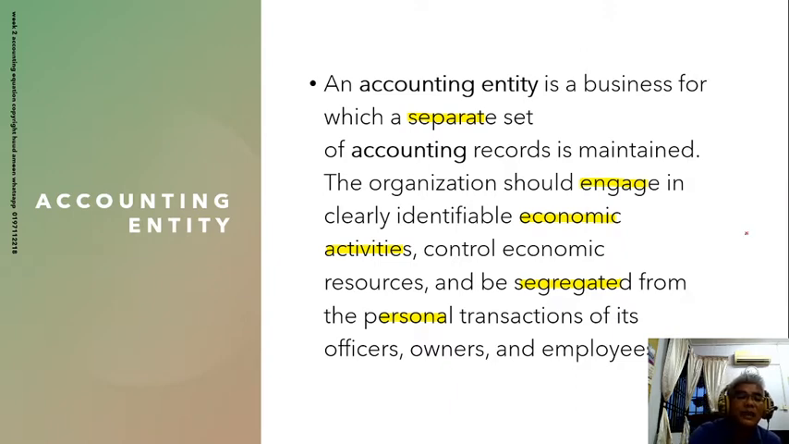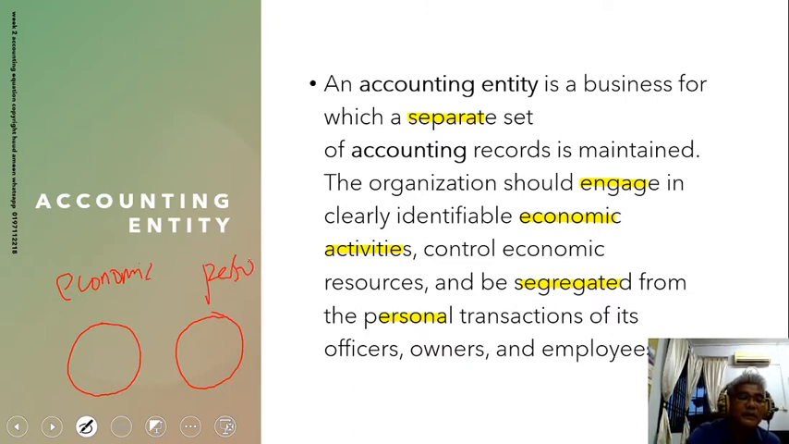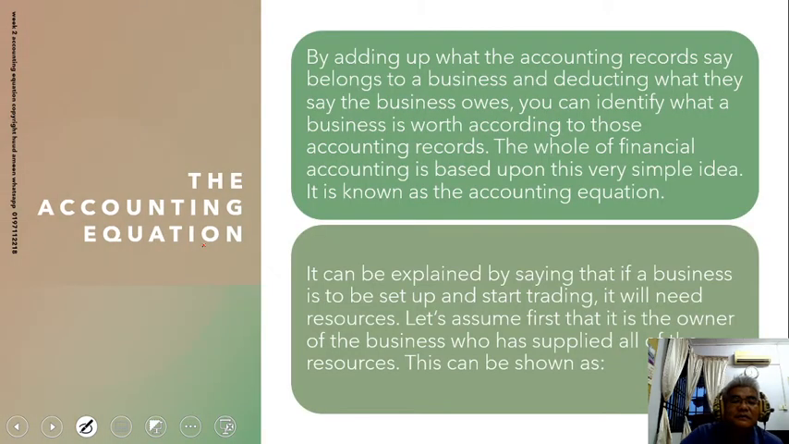For example, we have two entities here, 1 and 2. So this is economic and also personal. In each separate entity, the economic and personal, we have to differentiate or separate between these entities. By adding up what accounting records say belongs to a business and deducting what they say the business owes.